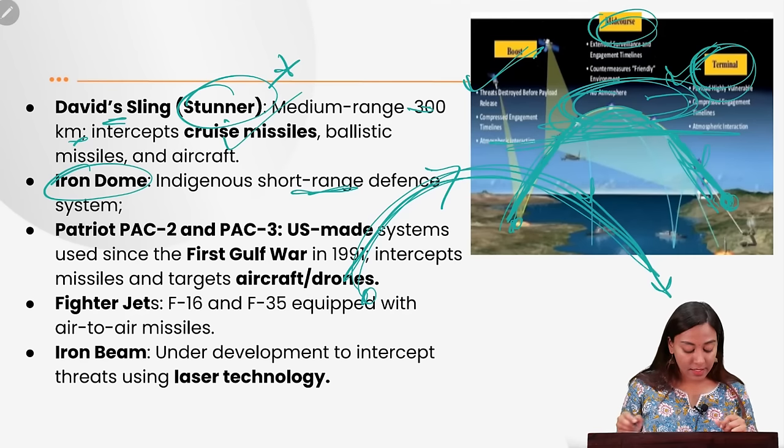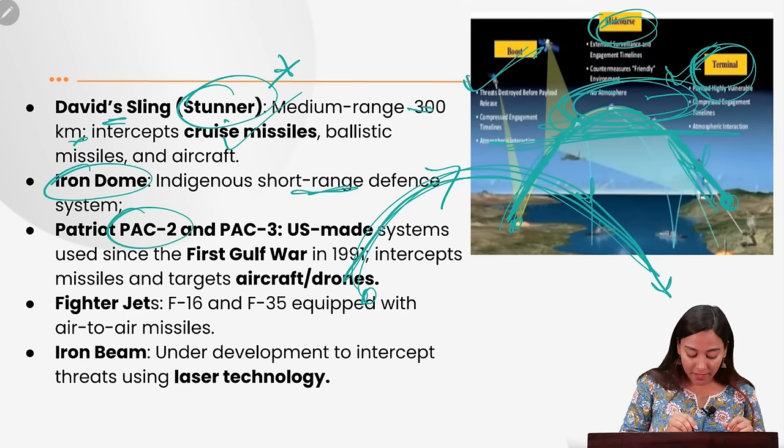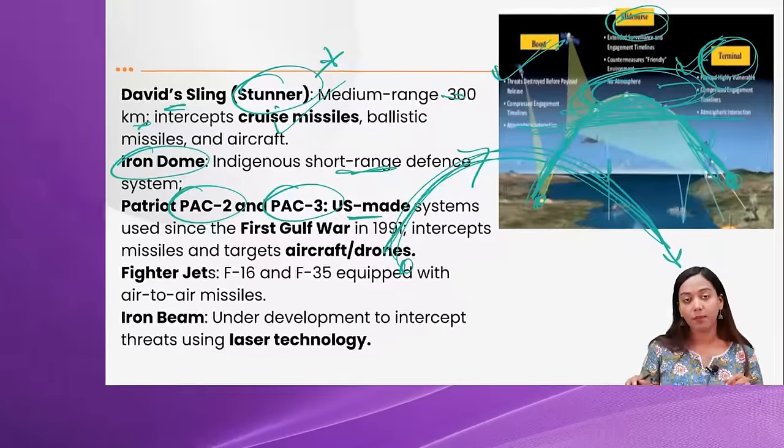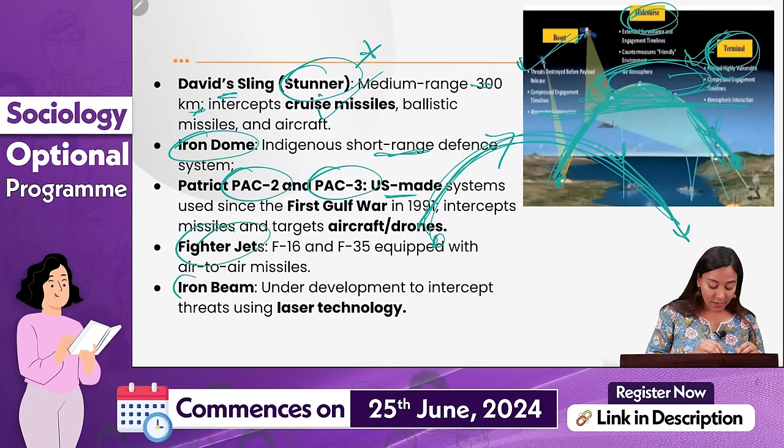That is Stunner. Then they have Patriot Pac-3 and Pac-2. These were given to it by the USA. They have fighter jets and they have the Iron Beam.